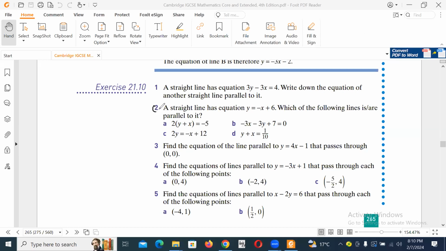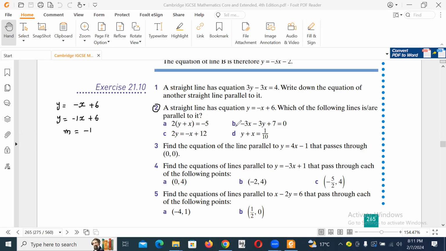We move on to question number 2. In this question, a straight line has the equation y is equal to minus x plus 6. Which of the following lines is parallel to it? So here in this equation, we have the gradient, the number which is before x is exactly minus 1. Means y is equal to minus 1x plus 6. It means the gradient is equal to -1.